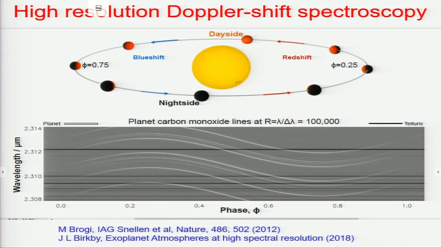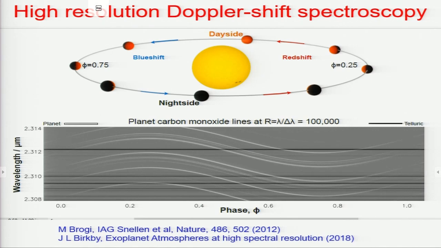Okay, so cross-correlation, or high-resolution Doppler shift spectroscopy. This is completely different, and I think very elegant. What they do here is you do it from the ground, and you look at the whole orbit of a planet. It doesn't have to transit, but you need to be able to see the orbit. And of course, as it's orbiting, it has a different Doppler shift relative to its star.